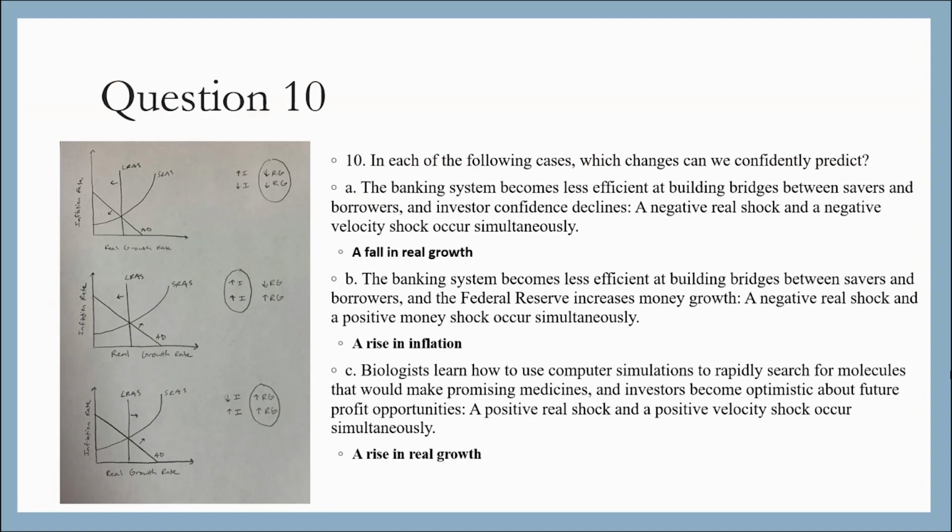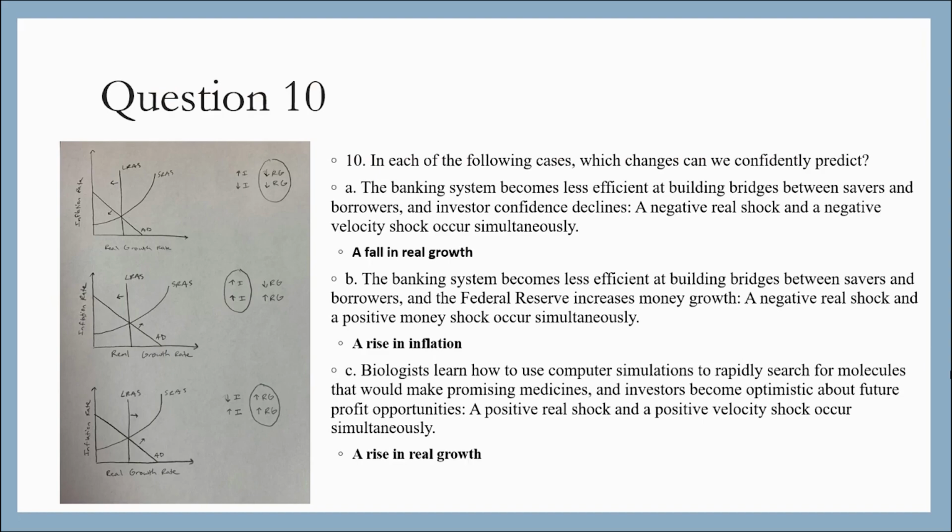In part B, the banking system becomes less efficient at building bridges between savers and borrowers, and the Federal Reserve increases money growth. So a negative real shock and positive money shock occur. So this is the second graph, and again, the negative real shock would push the LRAS to the left, increasing inflation and decreasing real growth. However, the positive money shock would increase the aggregate demand curve, so it would increase inflation and increase real growth. So therefore, there would be a rise in inflation with both of those together.